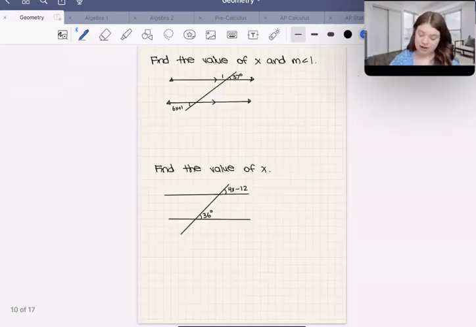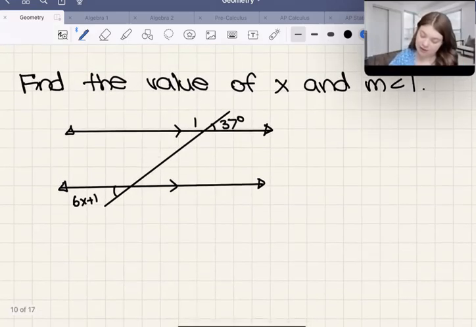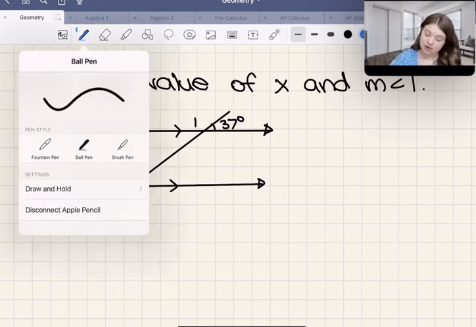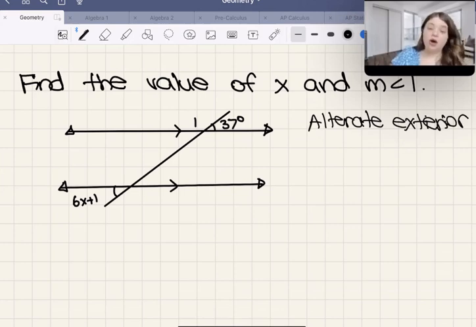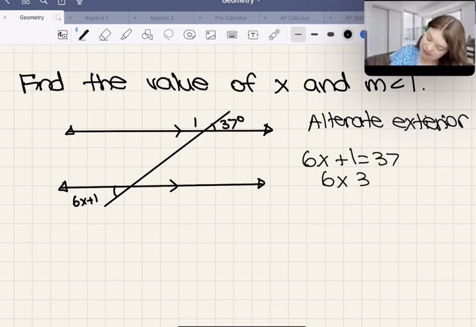Let's try another example. This one says, find the value of x and the measure of angle 1. So this time, these two angles here are alternate exterior angles. And as we know, alternate exterior angles are congruent, right? Therefore, they are congruent because these lines are parallel once again. Therefore, 6x plus 1 is equal to 37. That means 6x is equal to 36, which means x is equal to 6. So that's the value of x.